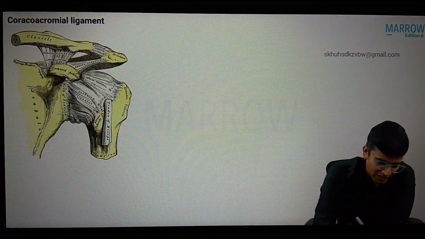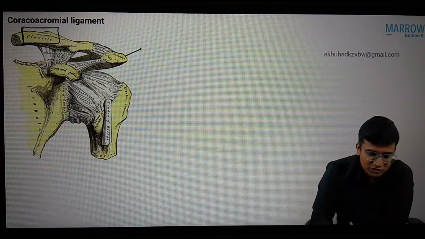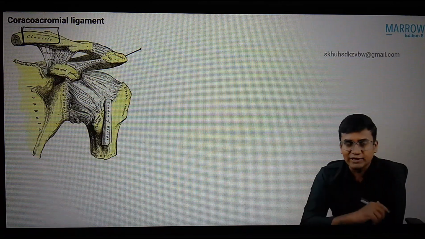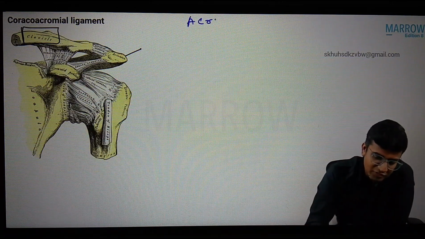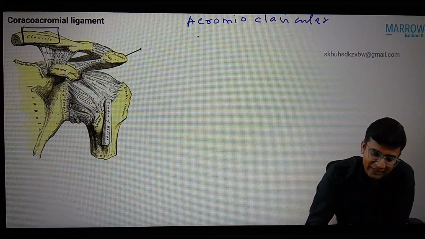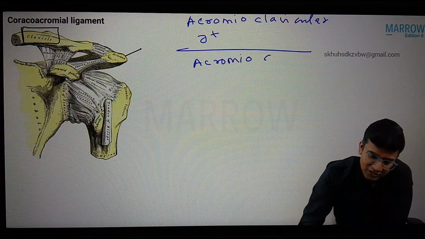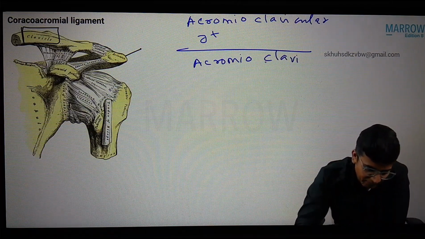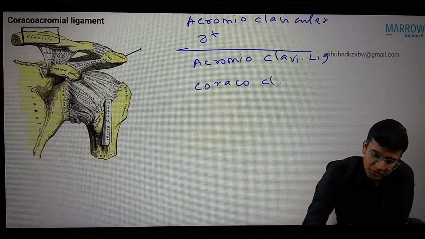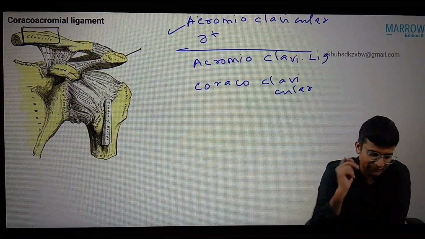Now see the ligament. Now this is our clavicle and this is the acromion process. So the acromion process articulates with the acromial end of the clavicle to form the acromioclavicular joint. Now acromioclavicular joint, what are the ligaments? Acromioclavicular ligament. And we also have coracoclavicular ligament. So 2 ligaments are involved in this joint.